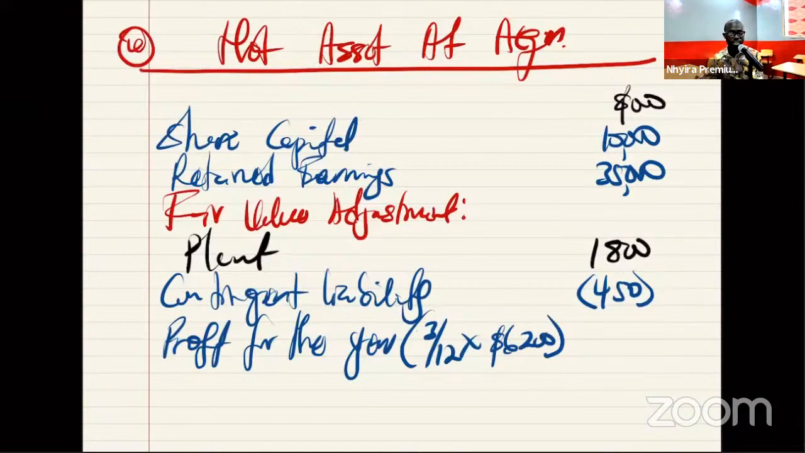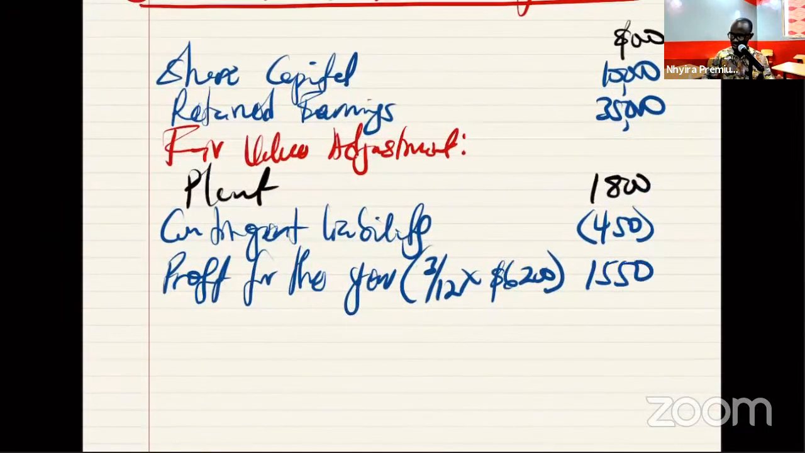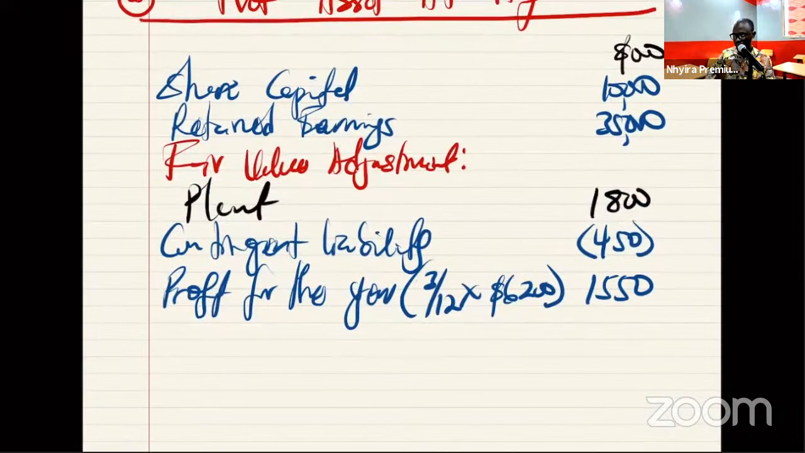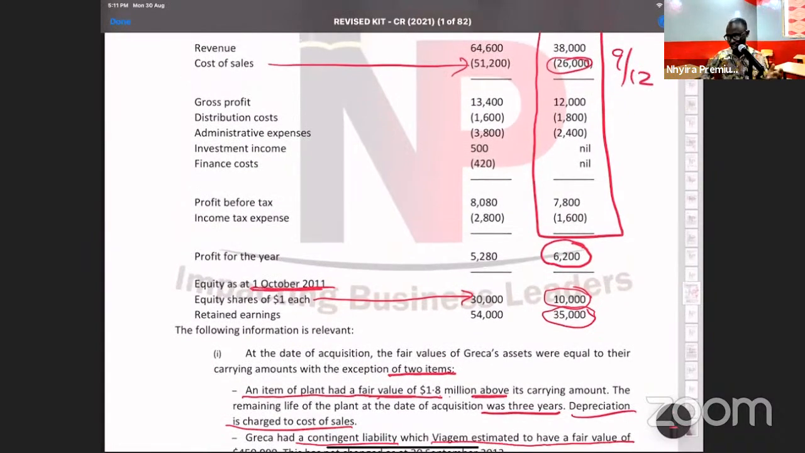Now, if you miss this, you've actually messed up everything in that particular case. And 3/12 by 6,200, that will give us 1,550. And you can confirm that in that case. So that's it. Because they've been in operation 3 months before you acquired them, for that reason, part of their profit is not your profit in that case.